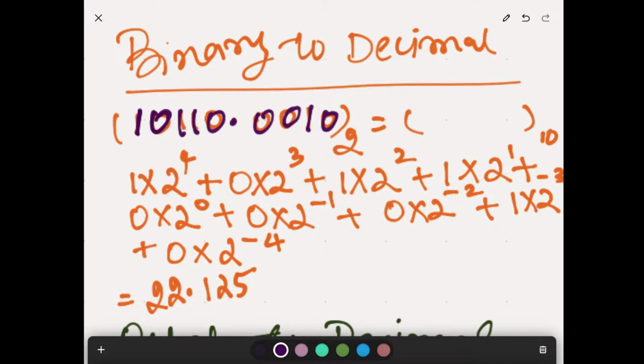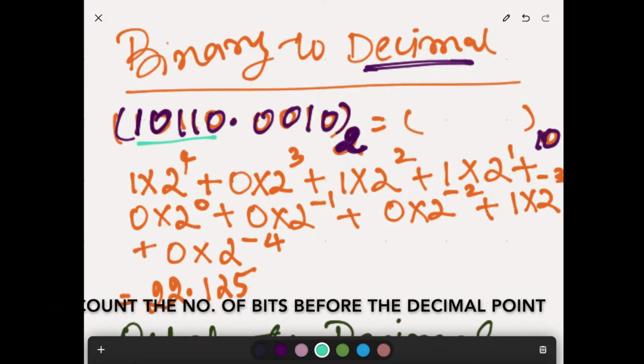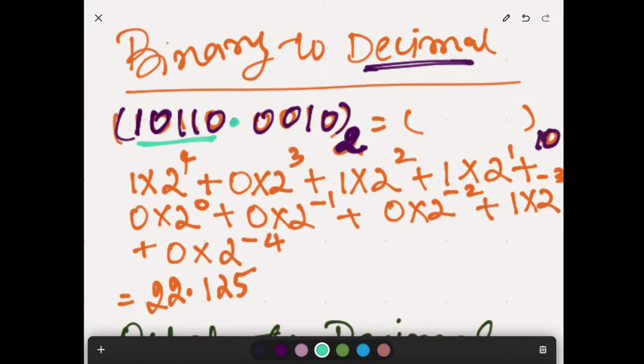Moving on, if we were to convert binary to decimal, this is the given example: 1011.0010, which is given in binary, and we have to convert it to decimal. So we are converting base 2 to base 10. For doing that, first we are going to count the number of bits here, ones and zeros, before the decimal point. So this is 1, 2, 3, 4, and 5.